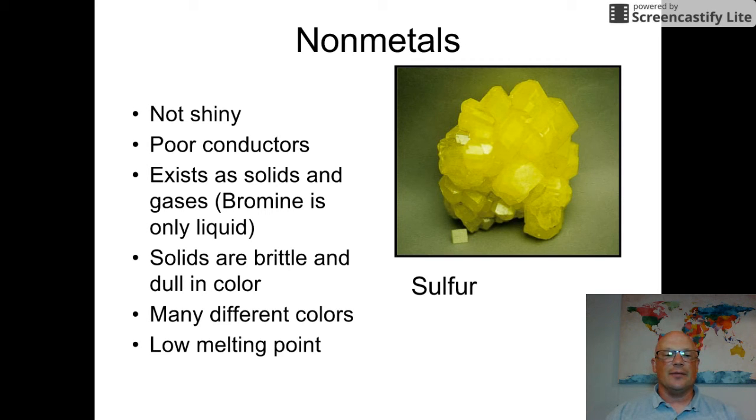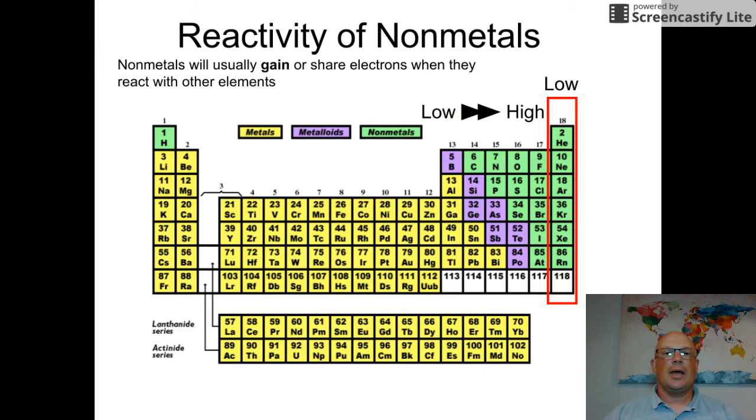They can be many different colors, and they have a very low melting point. They go from a solid to a liquid at a low temperature, much lower than what metals would. And so as you look at the reactivity of nonmetals, it works the opposite of metals. They start off low and then move towards high as you go left to right, with the exception of row 18.